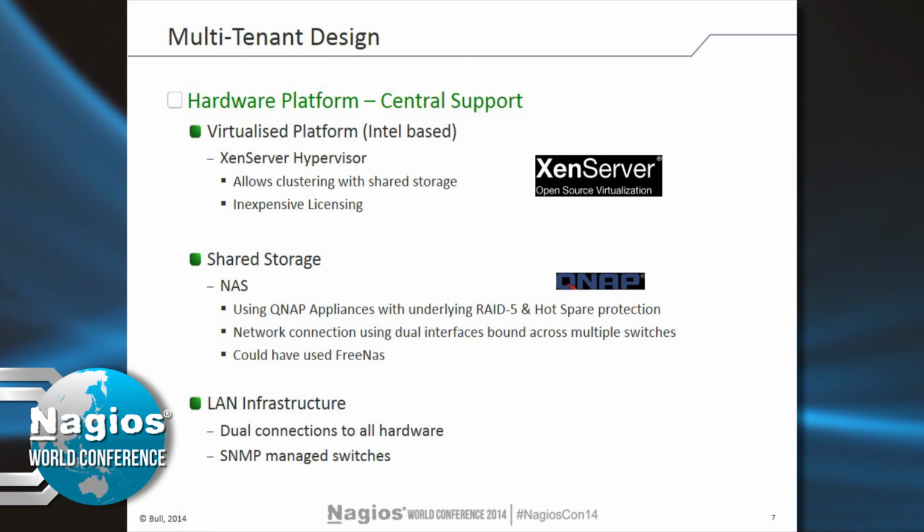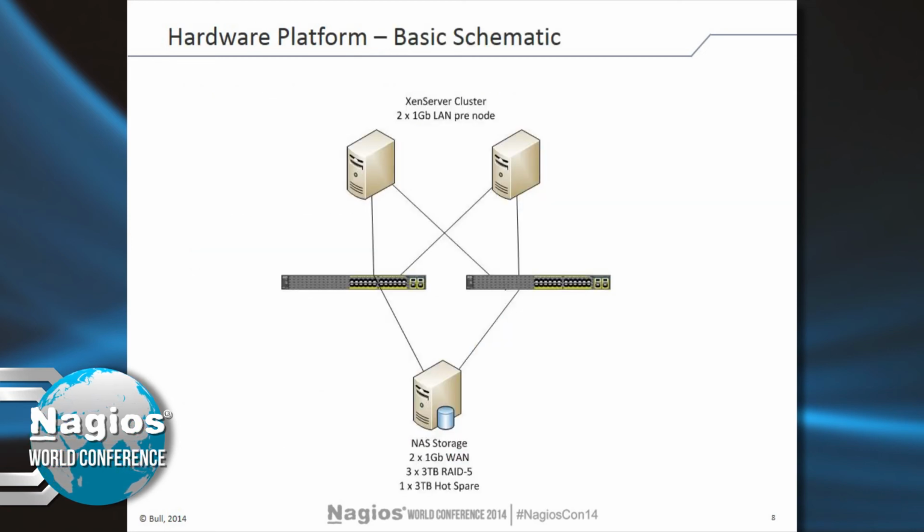And then the LAN infrastructure, always plug things in twice, always have 2 separate things to plug in, always have independent power supplies. It's just basic stuff to try and keep your systems up whilst you're doing business. So that's what it looks like.